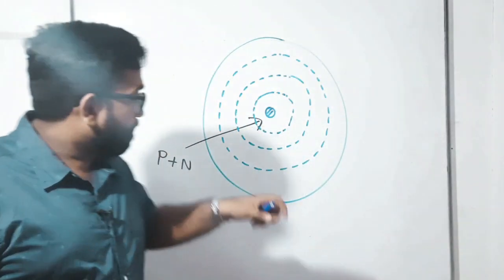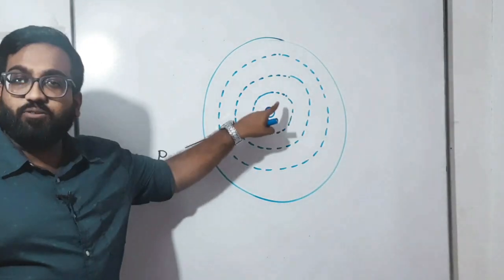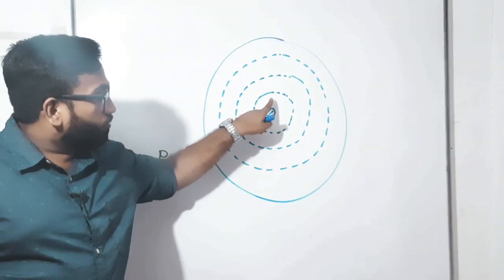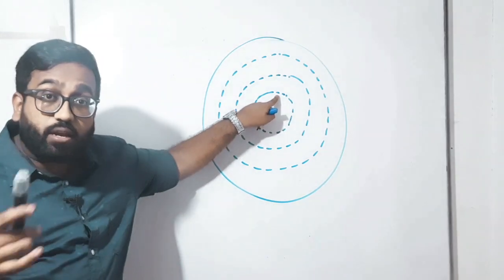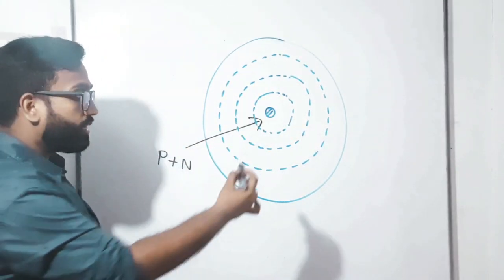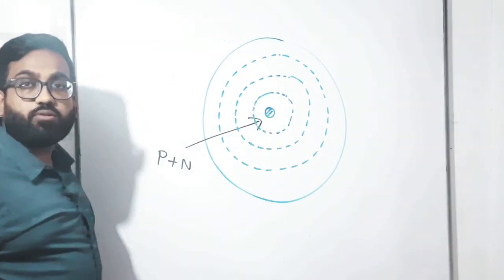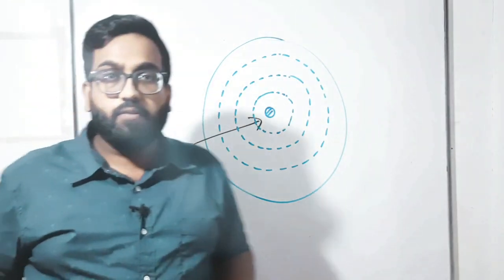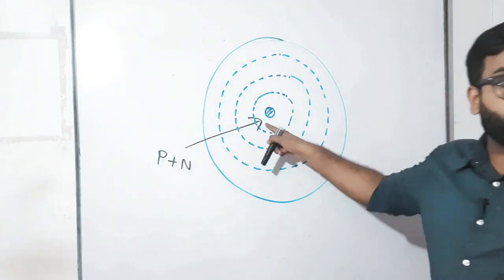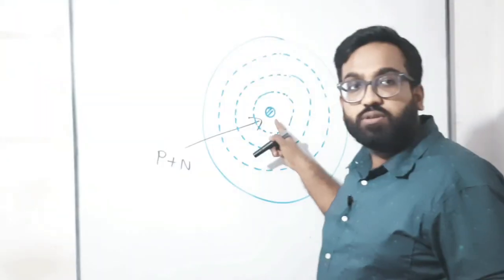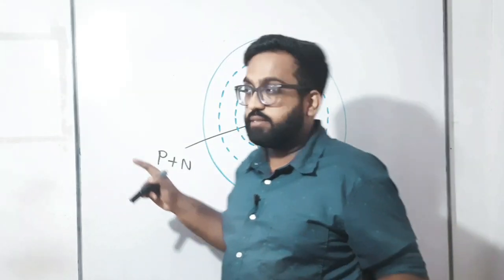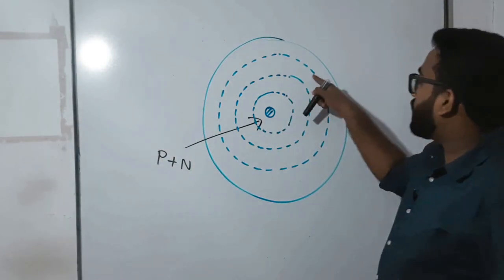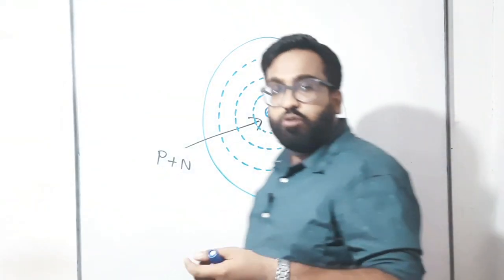So children, this is the first energy level now, right? This is the energy level which is very close to the nucleus, right? First one, second one, third one and fourth one.